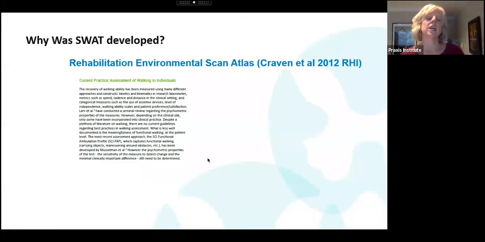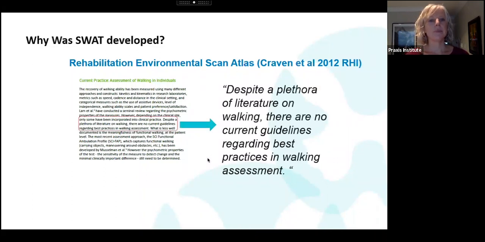So in terms of background and looking at why the SWAT was developed, in 2012, Dr. Kathy Craven and a group put out an environmental scan, which really looked at the current practice in inpatient rehab across Canada. And it looked at identifying in different domain areas where practice was at. And what that group found was that in the area of walking, despite a lot of literature on walking, there weren't really any guidelines in terms of best practices in walking assessment, that was kind of a gap for us here in Canada.